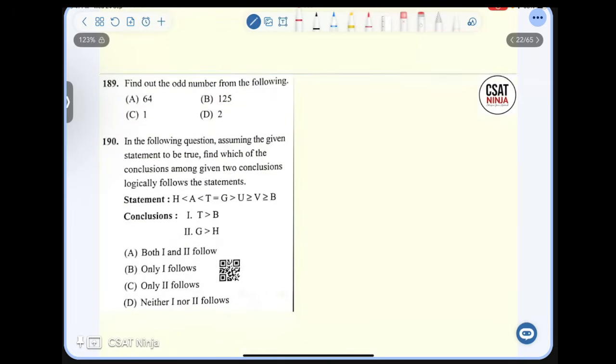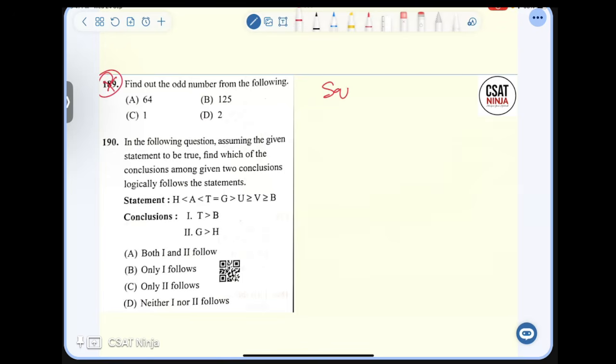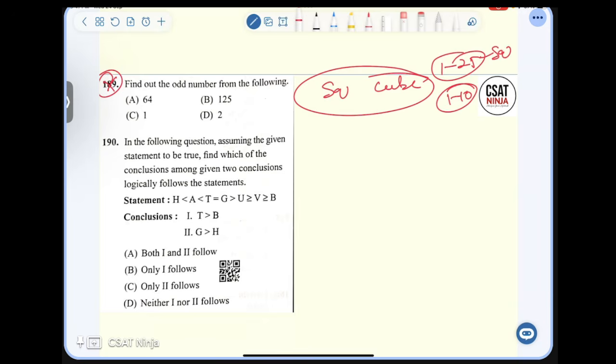Let's go to the next. Find the odd one out from the following. Even this kind of question, you need squares and cubes. So what I'll suggest is write 1 to 25 for squares and 1 to 10 for cubes. This is square and this is cube. See, what is this? 64 is 4 cube, 1 is 1 cube.